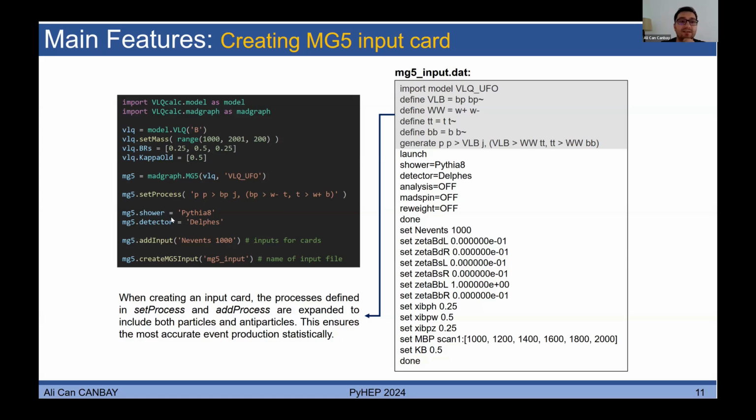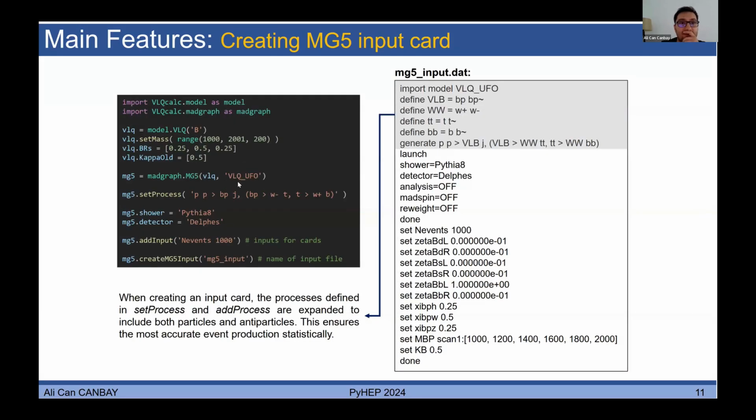These are consistent with MadGraph5. And we also have the add input method. You can define your number of events or center of mass energy with this method. And finally, you can use create MG5 input with the file name parameter to create a MadGraph input card. As you see here, the set process and add process methods expand your process, including particle and antiparticle, and this ensures the most accurate event prediction statistically.